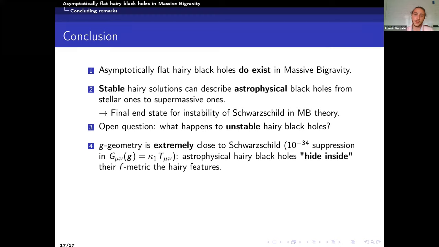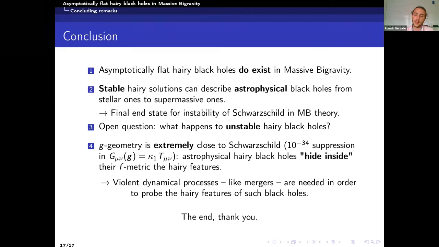For our physical hairy solutions, the g geometry is extremely close to Schwarzschild because of the 10 to the minus 34 operations in the Einstein equations of the g geometry. Here it is this kappa power one, which is extremely small. And therefore, the astrophysical hairy black holes hide inside the f metric, the hairy features. If we want to have a chance to detect the hairy prints, we need violent dynamical processes, like, for example, black hole mergers. And we are also able to say that the hairy prints should be larger for small black holes, because all the numerical studies have shown that the amplitude of the second metric becomes larger and larger as the radius decreases.